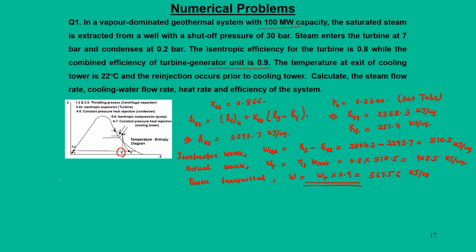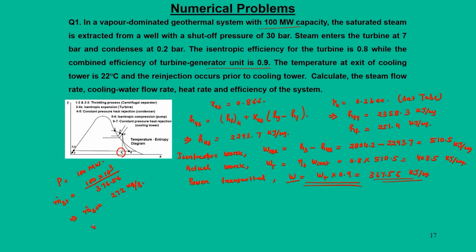So, this is the power we should be working on to calculate the rest of the questions. We also know the power developed is 100 megawatt, and the power we get per cycle is 367.56 kilojoule per kg. So, steam required is equal to 100 into 10 to the power 3 divided by how much power gets transmitted, that is 367.56. So, steam requirement, or mass flow rate of steam, is 272 kg per second.